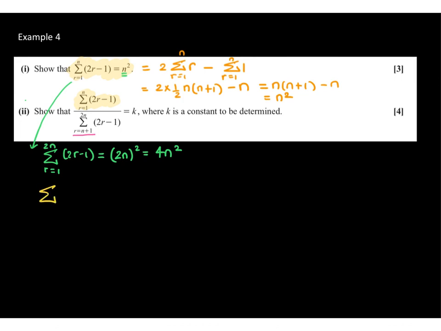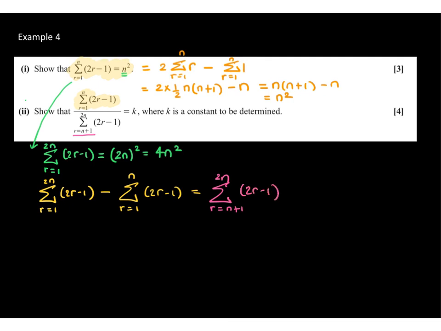Well, if I take all of the terms between 1 and 2n and their total summation, and I subtract from that the sum of all the terms between r equals 1 and n, then I will be left with what I want, which is the sum of all the terms between r equals n plus 1 and 2n, like this. Just stop and check for yourself that this makes sense to you.